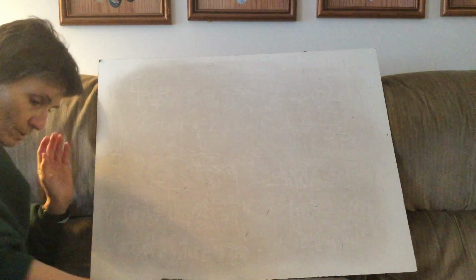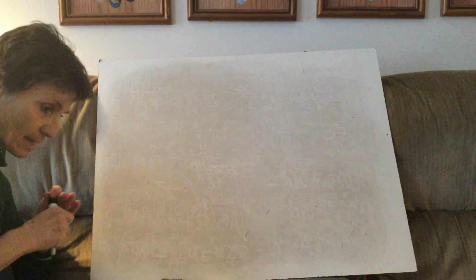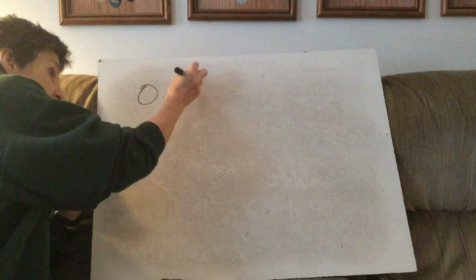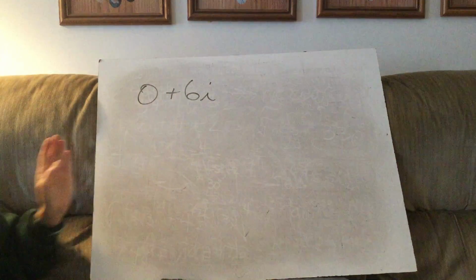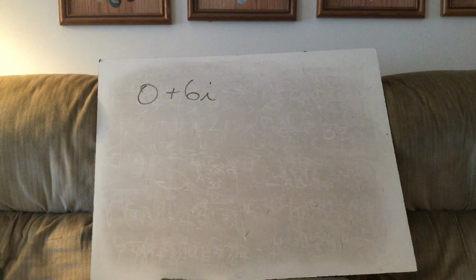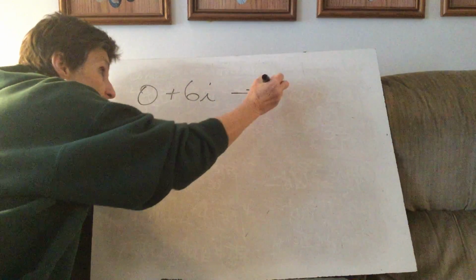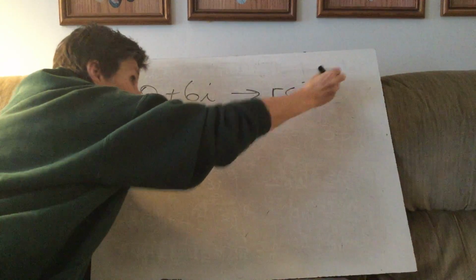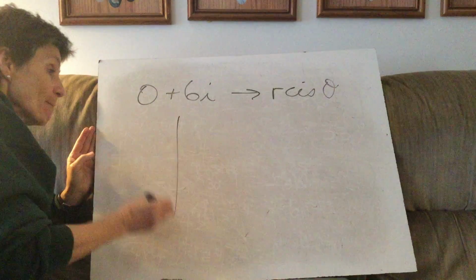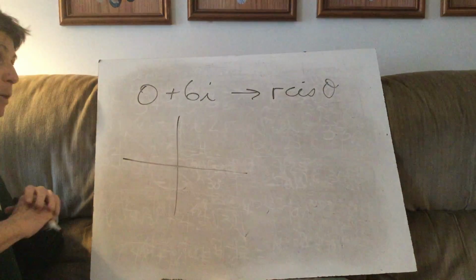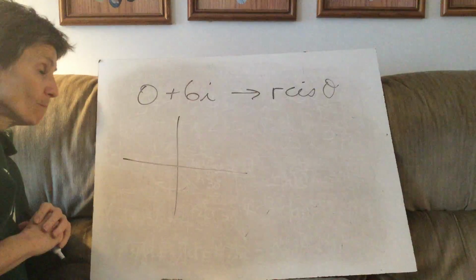Okay, we have one more in this section. Notice I'm writing it 0 plus 6i because that helps me draw a picture of it. I'm going to change that into polar form. So I need my r and my theta. And believe it or not, this one isn't even going to require the use of a calculator at all.